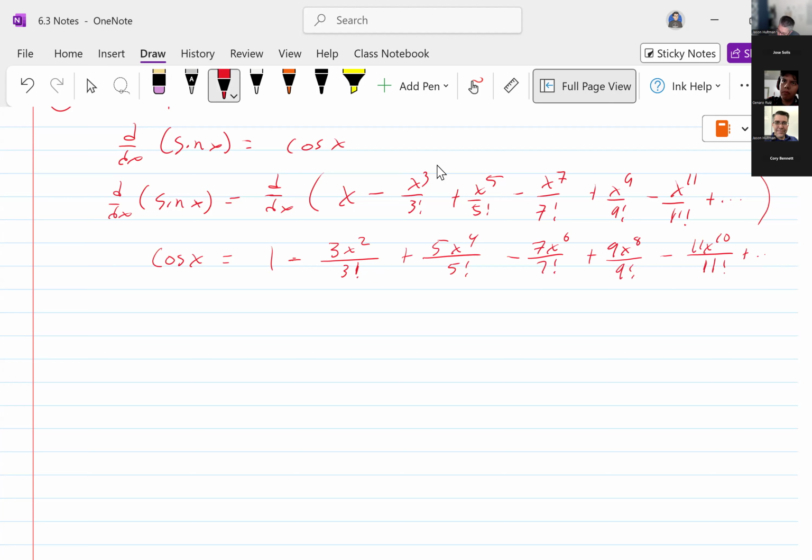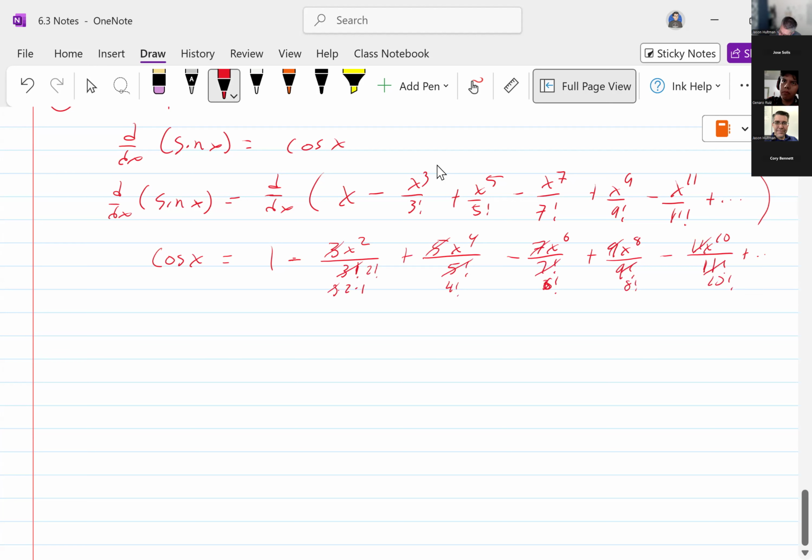But what will happen to these factorials on the bottom? Remember, 3 factorial is 3 times 2 times 1. So wouldn't the 3 and the 3 cancel? And the 5 would cancel, leaving me with a 4 factorial. This leaves me with a 2 factorial, this a 4 factorial. The 7 and the 7 leave me with a 6 factorial, then an 8 factorial, then a 10 factorial.